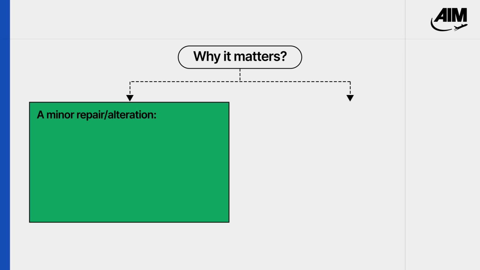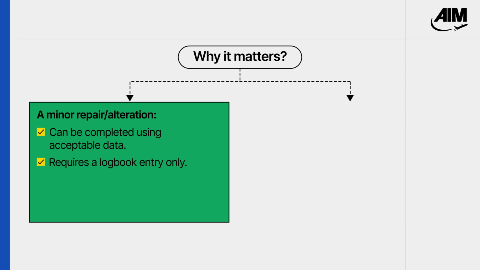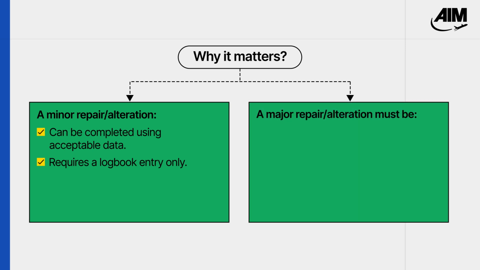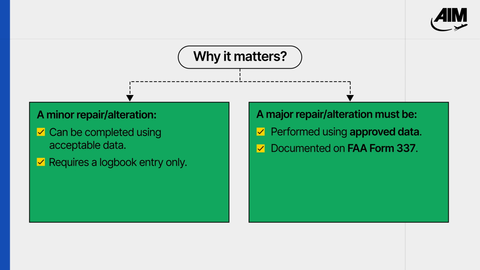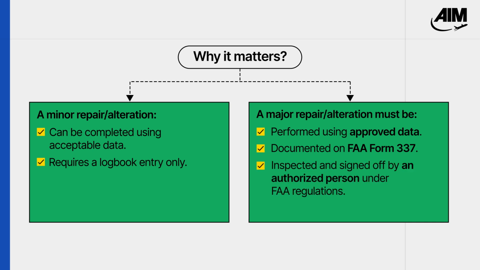A minor repair or alteration can often be completed using acceptable data, such as AC 43.13-1B, and only requires a logbook entry by the technician. But a major repair or alteration carries more regulatory burden. It must be performed using approved data, not just standard references. The work must be documented on FAA Form 337, and it requires inspection and sign-off by a person authorized under FAA regulations. In some cases, the job may even need field approval before the aircraft can return to service.